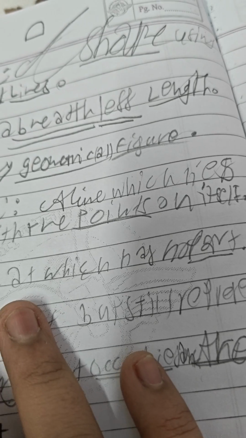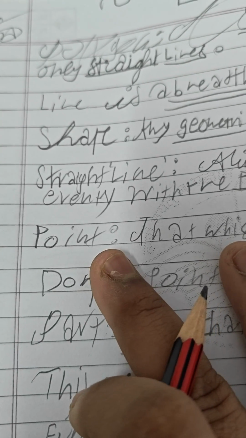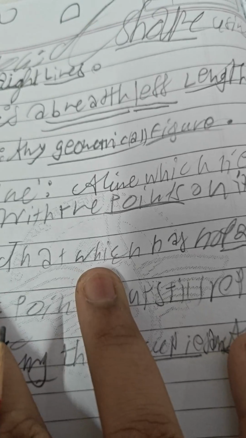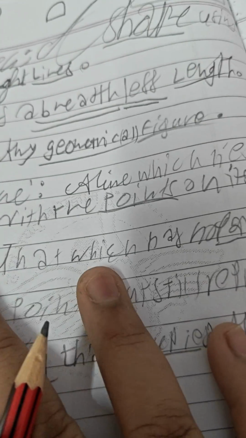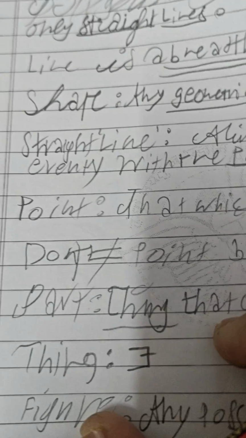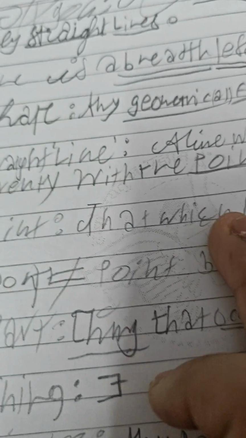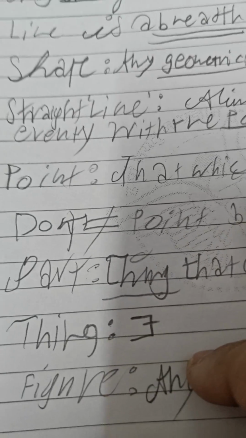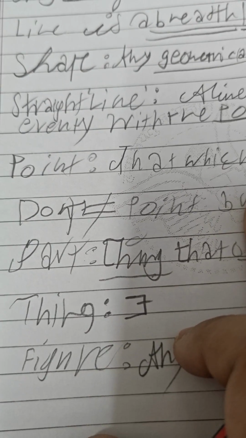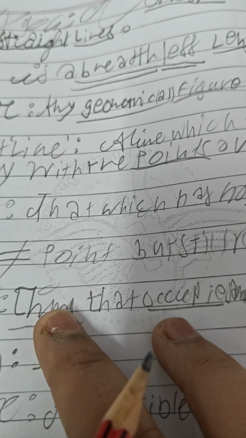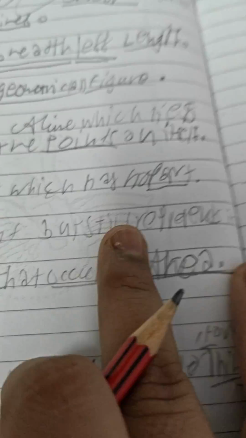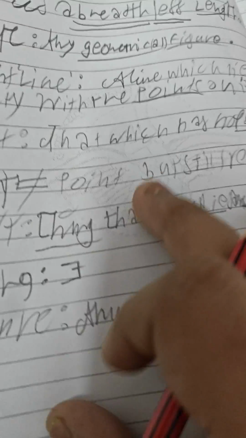A line which lies evenly with the points on itself. What's a point? I'm getting to that. A point is that which has no part. What's a part? I'm getting to that. Anyways, dot is a point. Well, a dot isn't a point, but it still represents it. Remember that, children. That's going to be important.